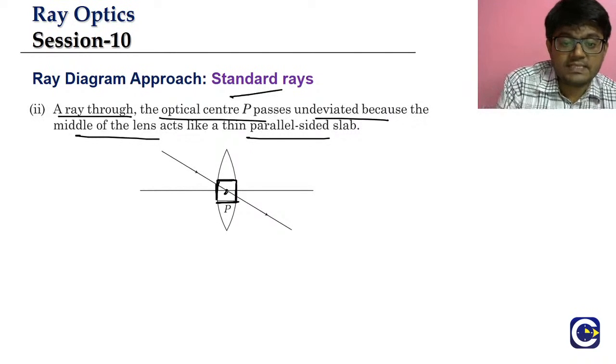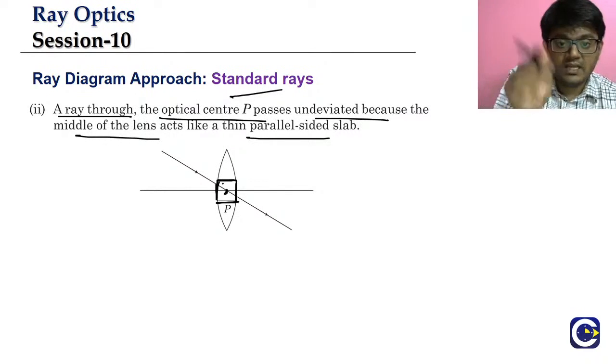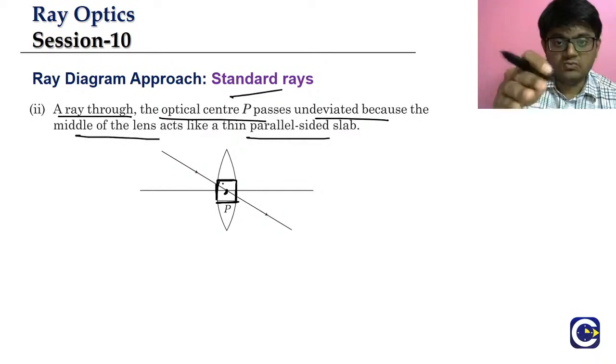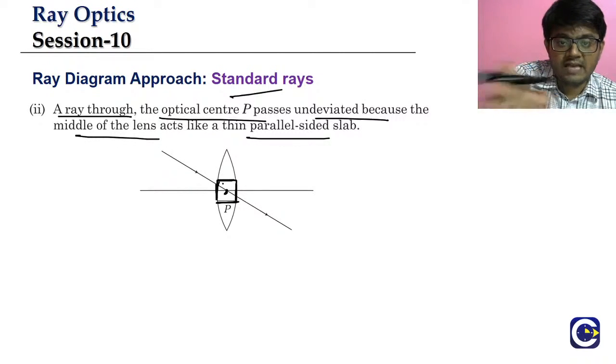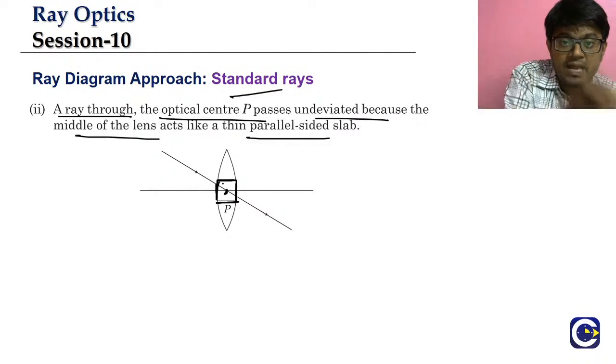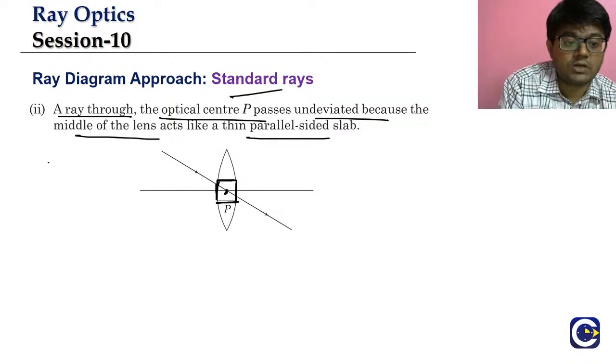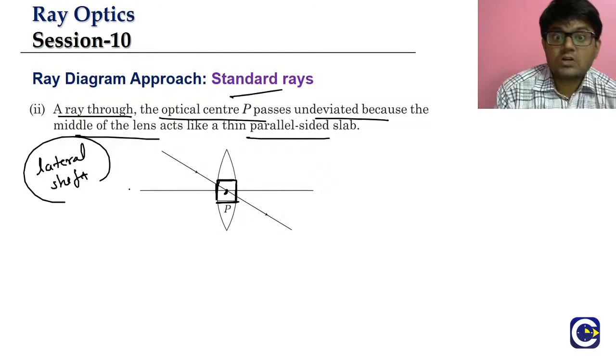And this assumption is coming from where? It's coming from the rectangular slab. When you incident a light ray on the rectangular slab, the final emergent ray will be parallel to the original incident ray. But remember, in that case what did we talk about? We talked about something called lateral shift. We talked about something called what?